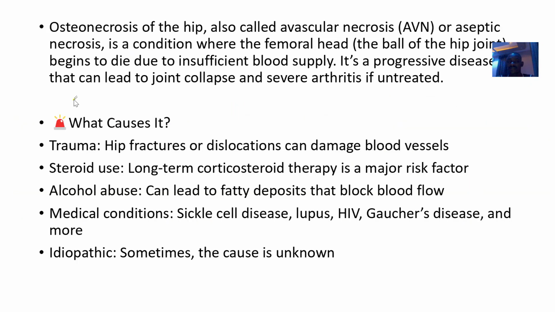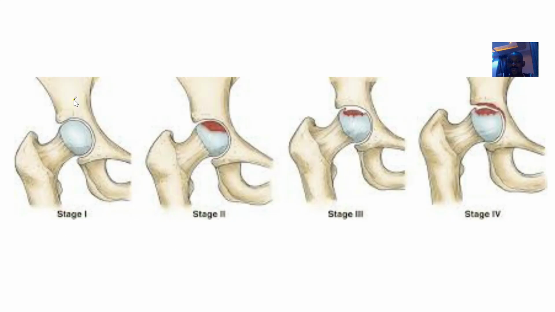So what causes it? Many things could disrupt the blood supply to the head of the femur. It could be trauma, fractures, or dislocation. All right. Sometimes a side effect of steroid drugs. Sometimes it's alcohol abuse. Sometimes it's medical conditions like sickle cell, lupus, HIV, Gaucher's disease. All right. Sometimes the cause is not known. Okay. So you can see the different stages. You could pause to look at this.